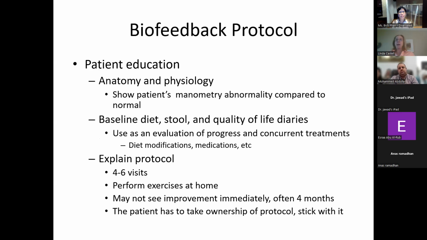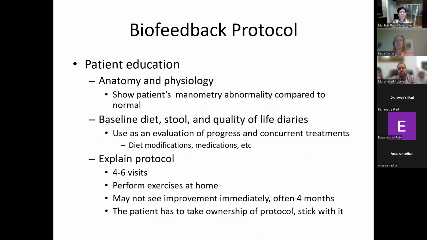Okay, so as far as the biofeedback protocol, the most important thing is patient education. We teach them the anatomy and the physiology of that area. We show them what their muscle is doing, their abnormality, and we compare that to what a normal anatomy looks like.